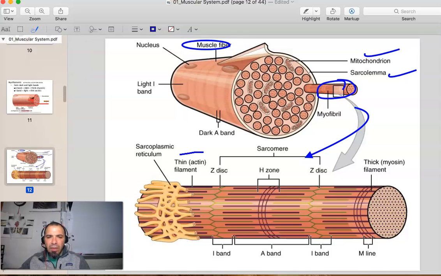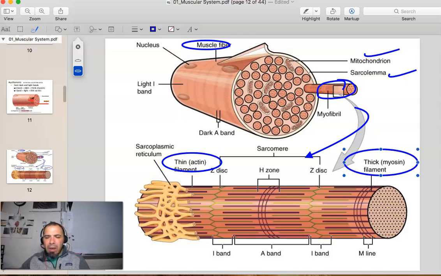And so you've got your thin, which is the actin. You have your thick, which is the myosin, and then you have these different zones, which I may or may not go over. But this is just kind of showing you these different structures here.